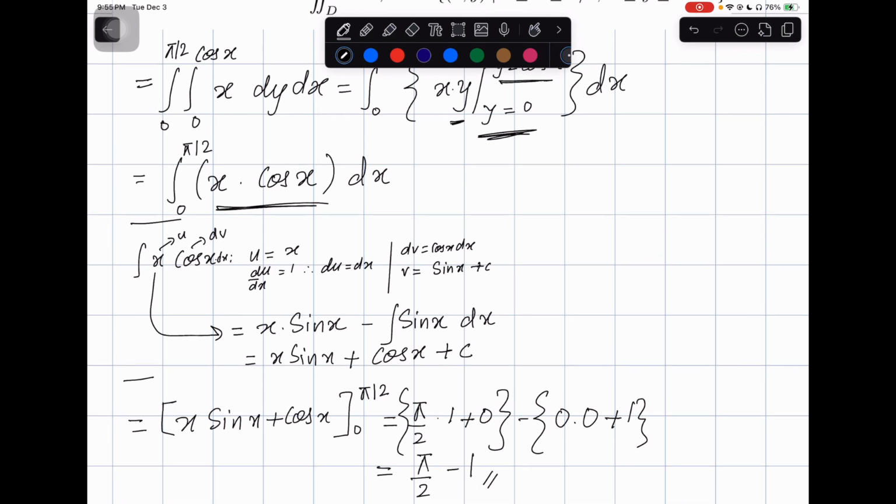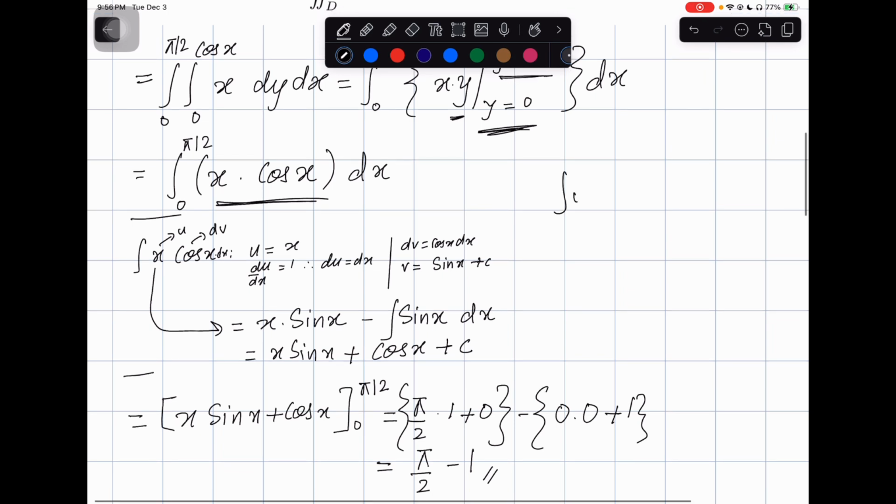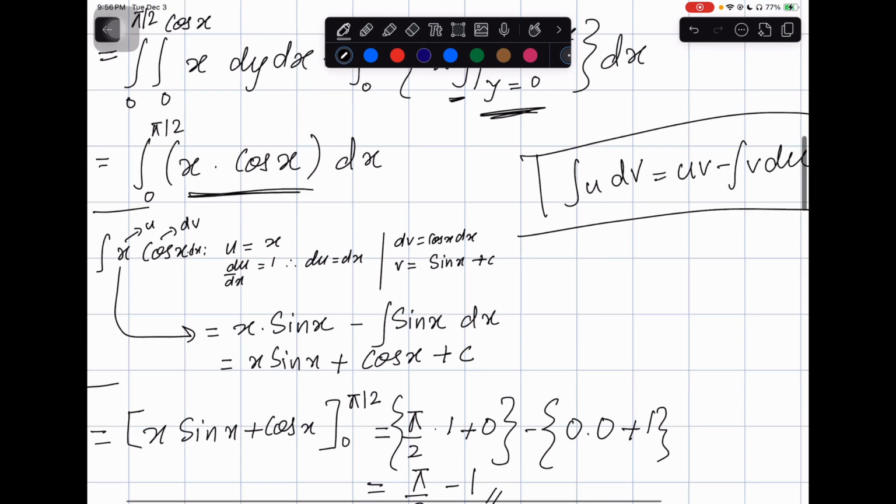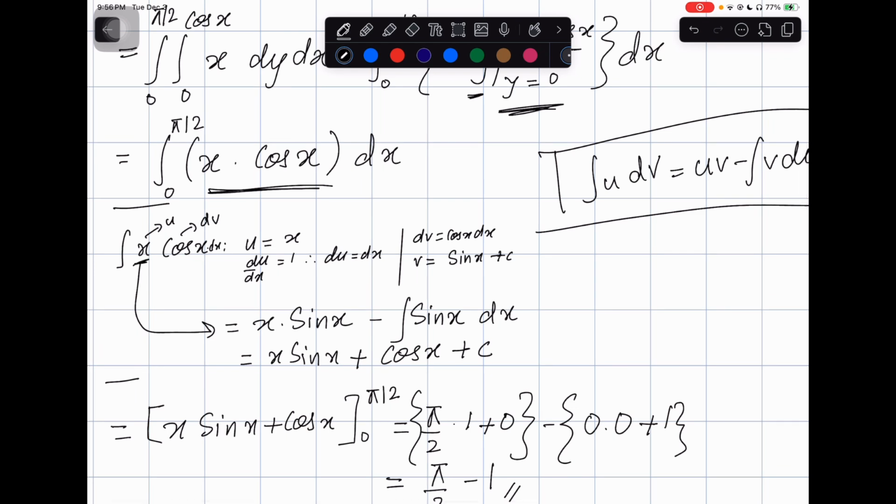Now we'll have to use integration by parts here. There could be other ways, but this is the one that I found to be the easiest for this solution. And what's the formula for integration by parts? Let's say it is the integral of u dv is equal to uv minus the integral of v du, right? This is the formula for integration by parts. Here I've supposed x to be u and cos x dx to be dv.